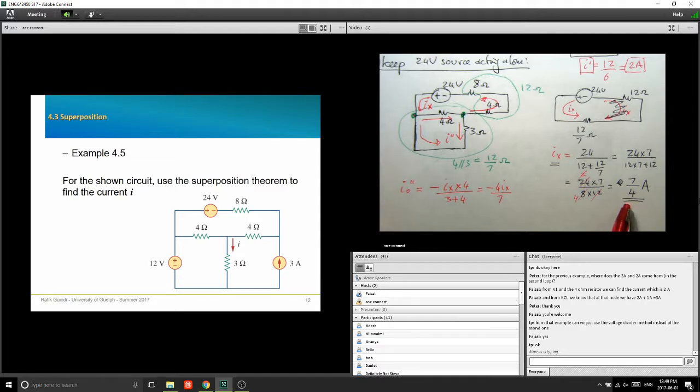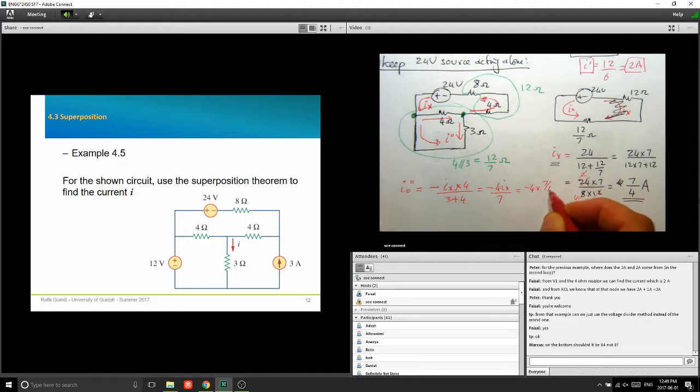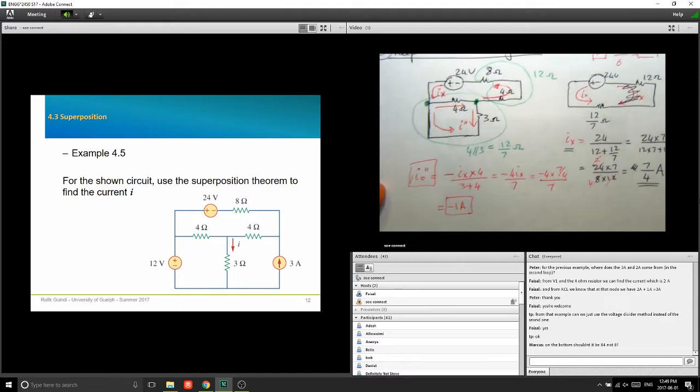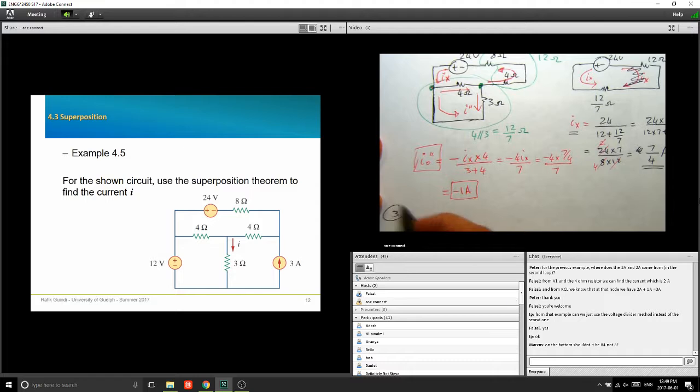And I have Ix minus 4 times Ix, which is 7 over 4 divided by 7. So that gives you minus 1. Okay, this is I naught double prime. Okay, after that, we still have to do third part. Keep the 3 amp source acting alone.